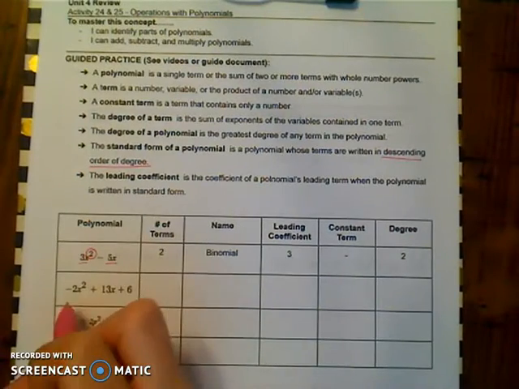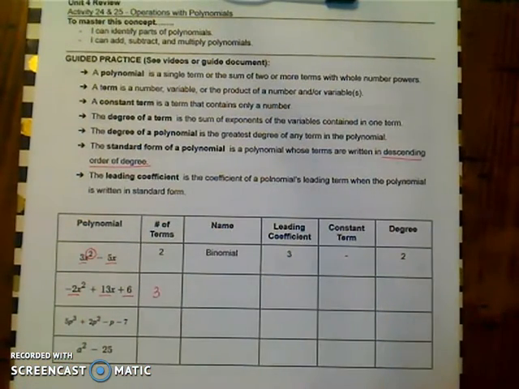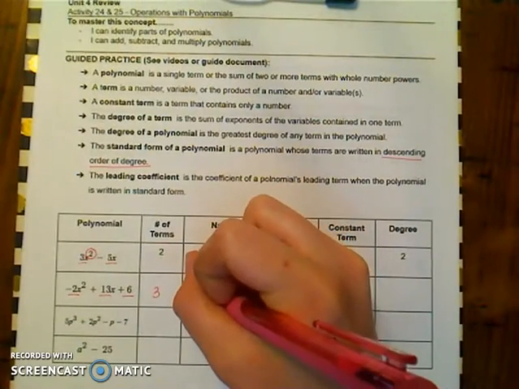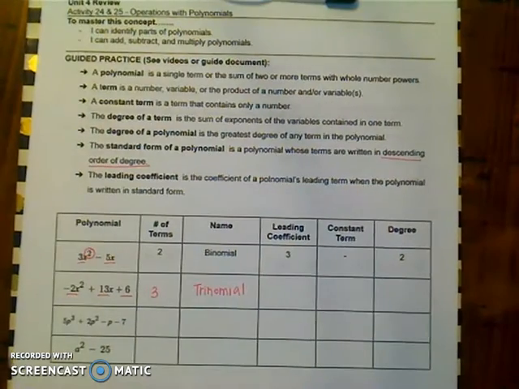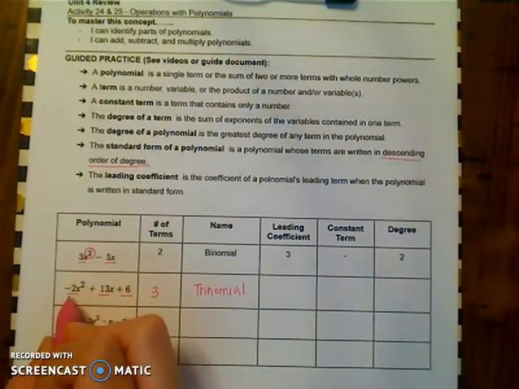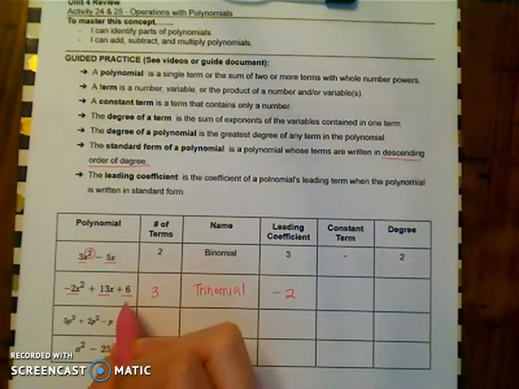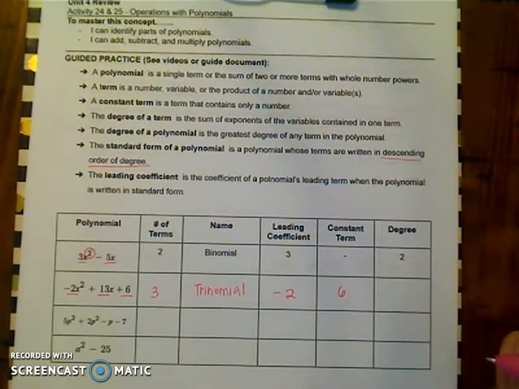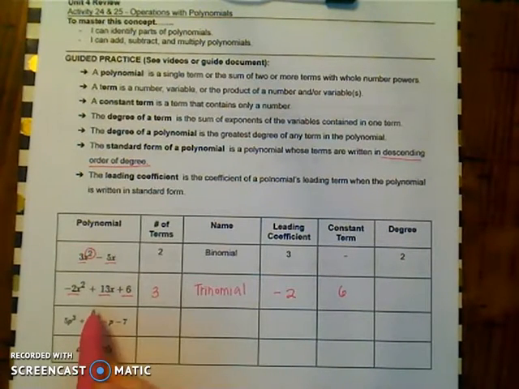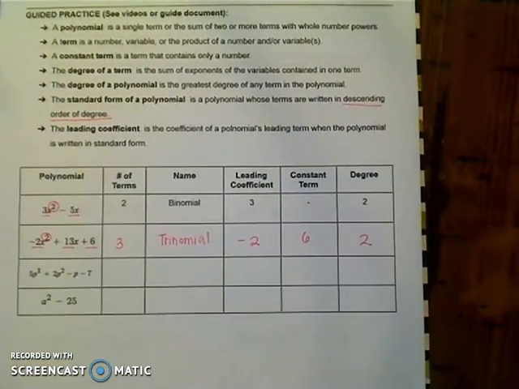The next one has 1, 2, 3 terms. And we call a three-term polynomial a trinomial, just like a tricycle. All right, we have a trinomial. The leading coefficient here would be -2. In this case, I do have a constant. This number 6 does not have a variable, therefore it is a constant. And the largest exponent that this polynomial has is a 2. Therefore, it has a degree of 2. Okay, let's move on to the next one.